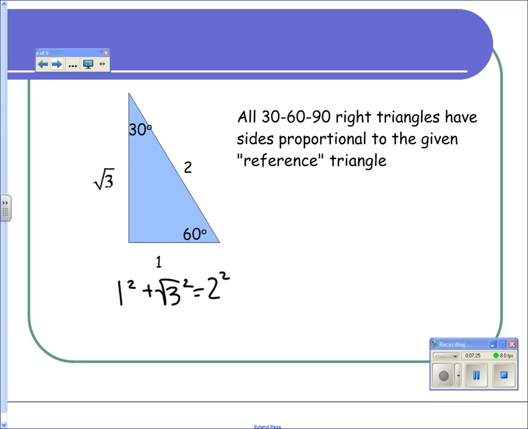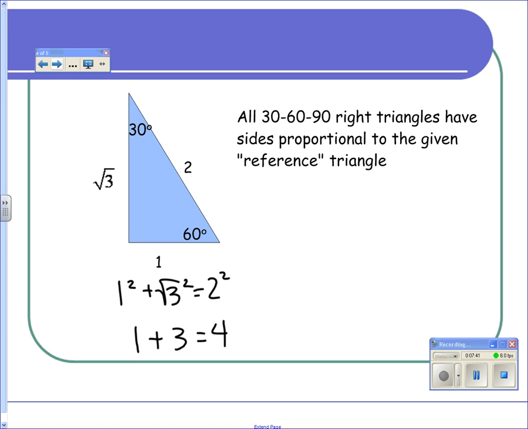And this should work with Pythagorean theorem. What is 1 squared? What is the square root of 3 squared? And what is 2 squared? Does that work? Does that make sense?